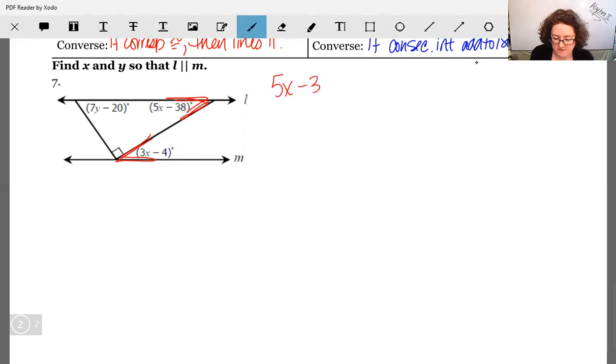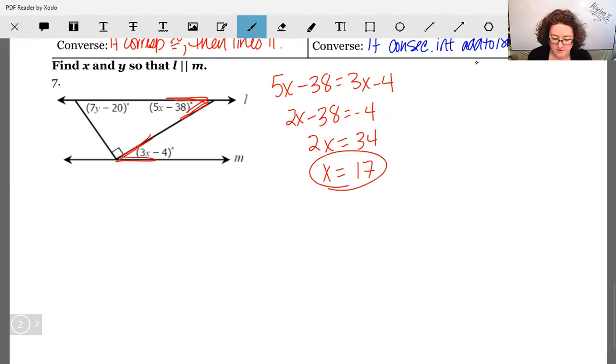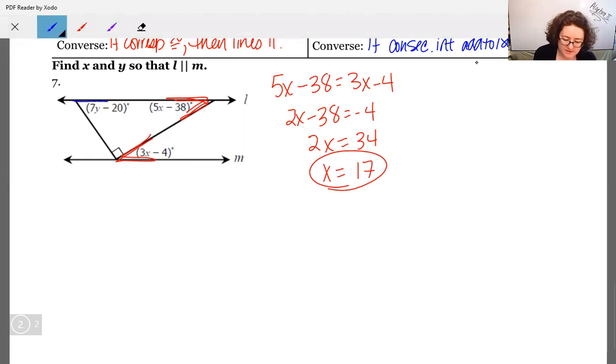So 5x minus 38 equals 3x minus 4. Subtract your 3x. Add your 38. So 2x equals positive 34. Divide by 2 and we get x equals 17. But they wanted us to find y as well. So let's think about this. The only expression with y is the 7y minus 20.